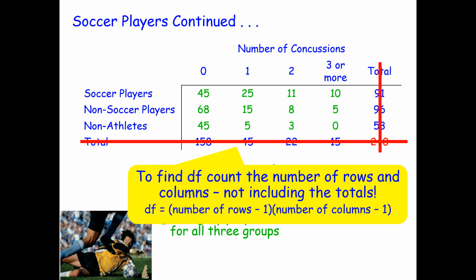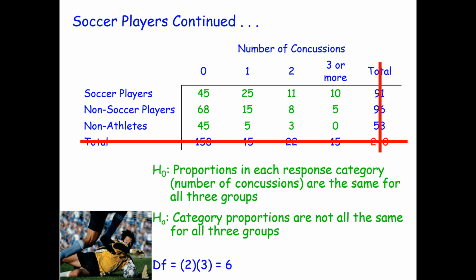Now, to find our degrees of freedom, we're going to count the number of rows and columns, not including the totals, just the rows and the columns without totals. Then we're going to subtract 1 from each, and multiply those together. Here we see that we have 3 rows and 4 columns. So we're going to have 2 times 3, so our degrees of freedom will be 6.